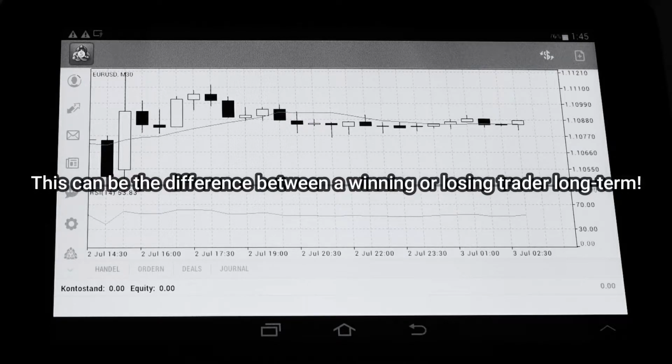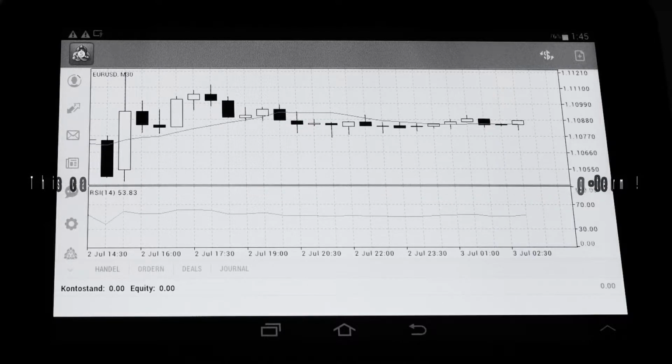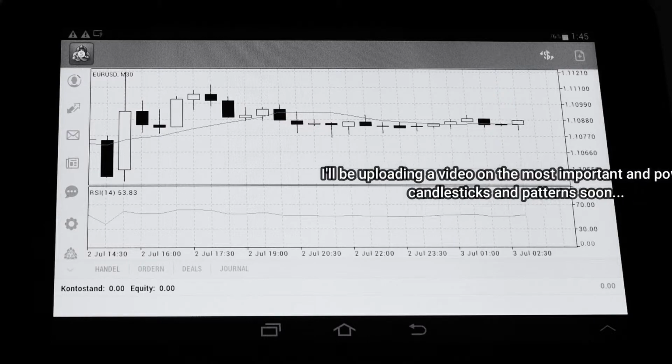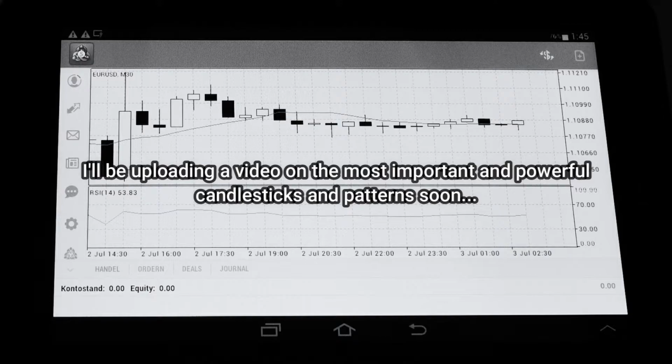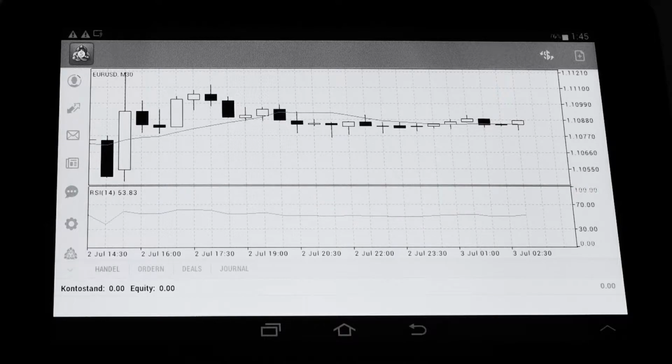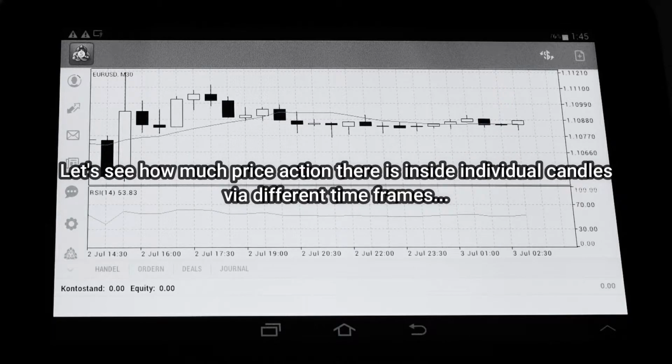I know when I started to implement this into my trading, things took a good turn for the better. Now, I'm not going to get into all the individual candles and candlestick patterns and formations and their meaning here, okay guys, that's for another video. I'm going to just start off by highlighting some candles on the higher time frames, and dropping down to show how much price action or movement there is, which is basically exactly the same thing.